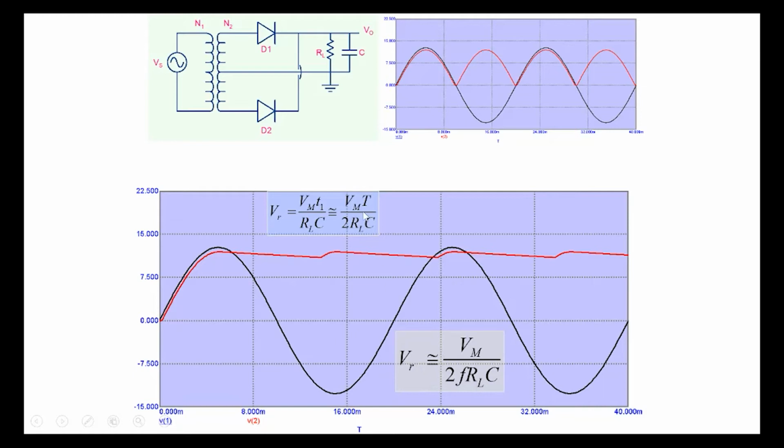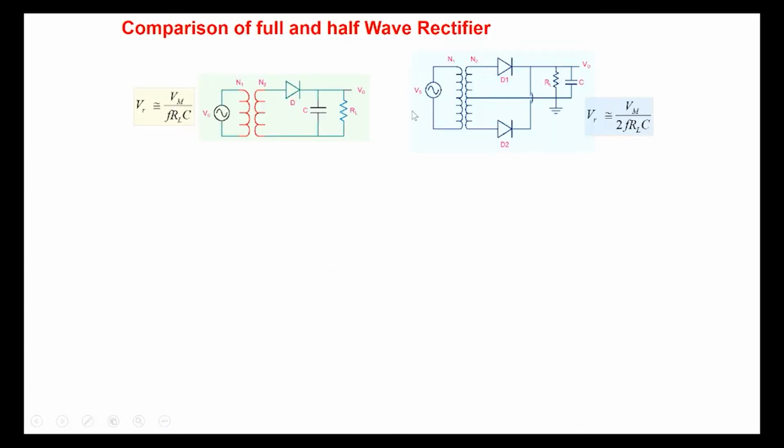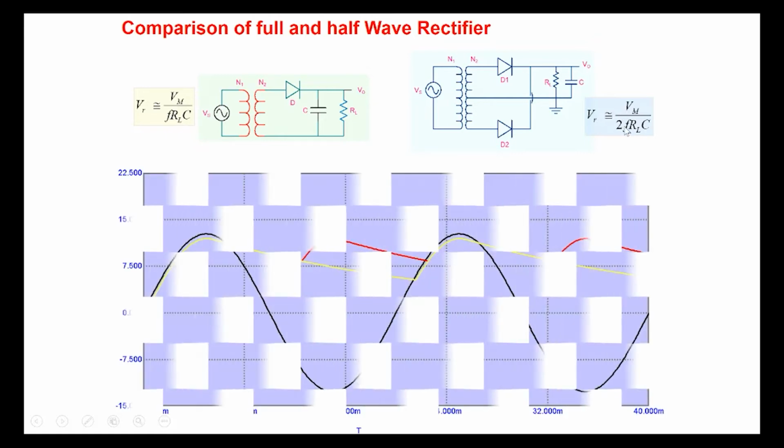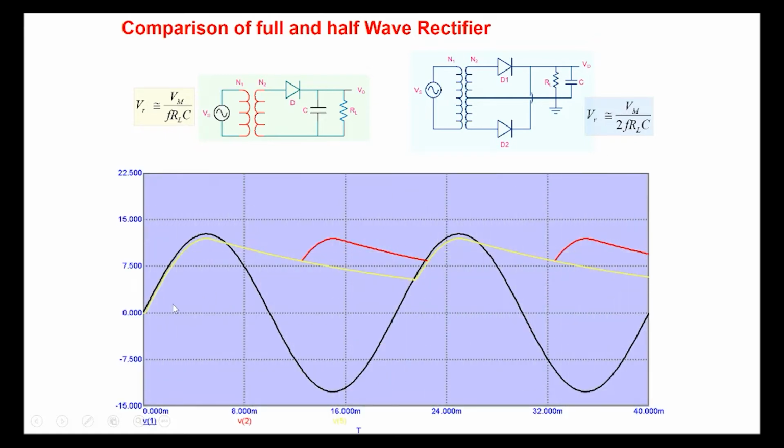So if we replace T by F, VR equals Vm by 2F RLC. Let's compare the two. In half wave rectification, VR was Vm by F RLC. In full wave rectification, VR equals Vm by 2F RLC. And you can see the comparison here.